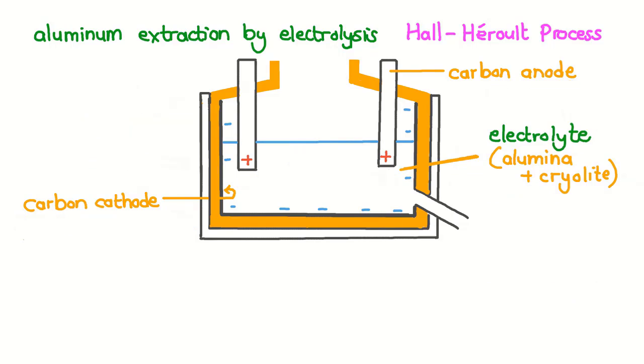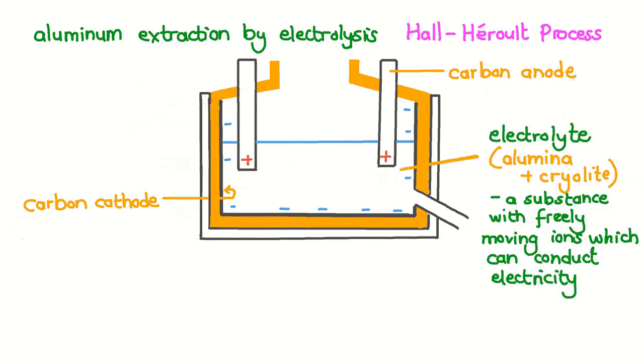Let's remind ourselves what an electrolyte is. An electrolyte is a substance with freely moving ions which can conduct electricity. Now we know the setup of the cell. How is aluminum generated? First, electricity is passed through the electrolyte using the anodes and cathode. At the cathode, Al3+ ions gain electrons and are reduced.